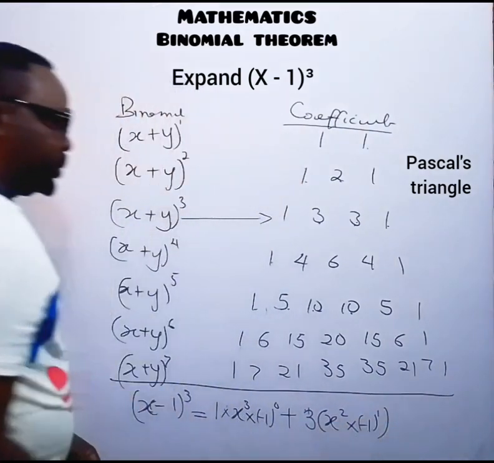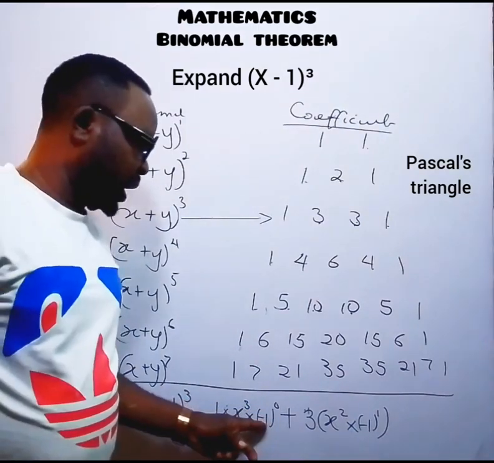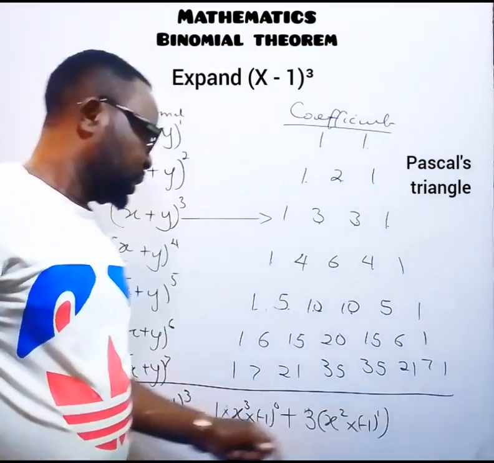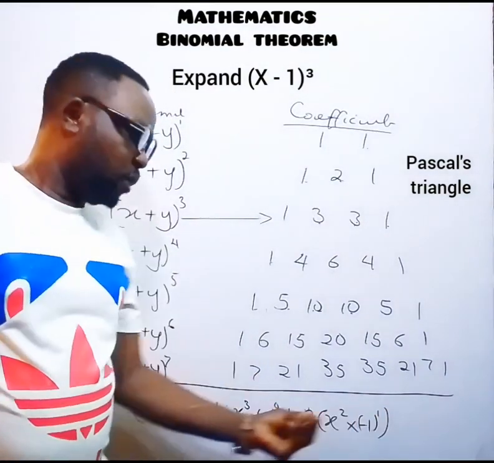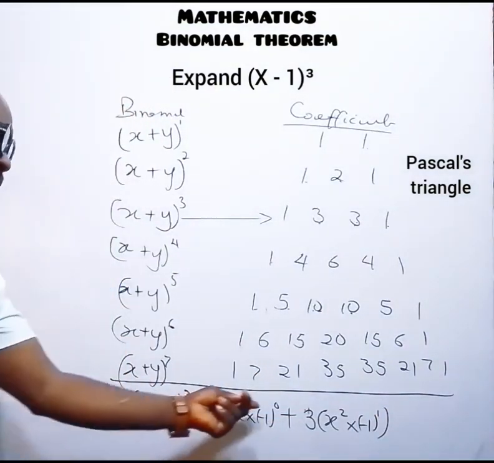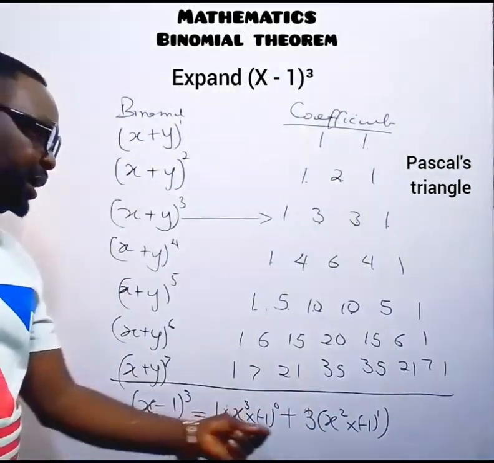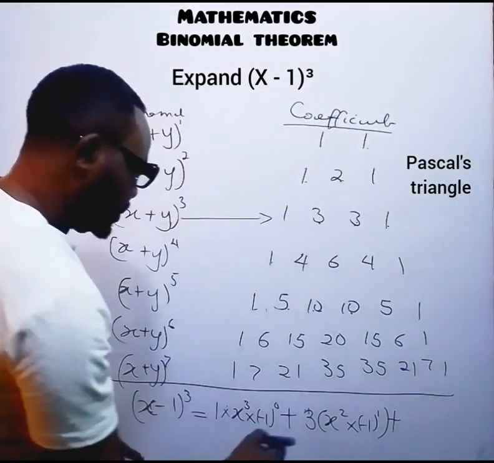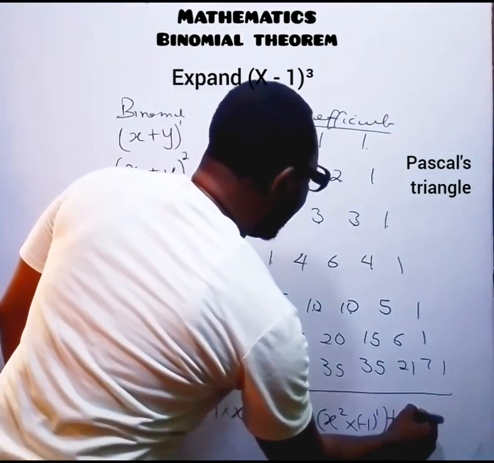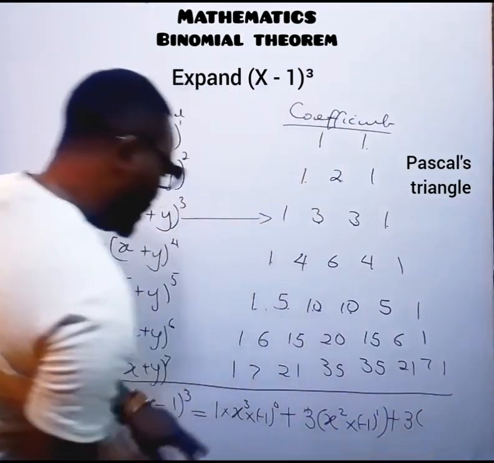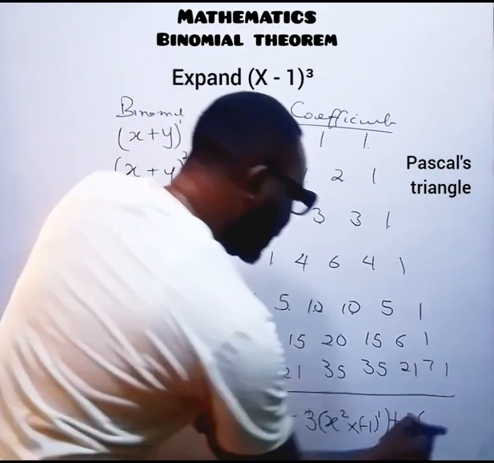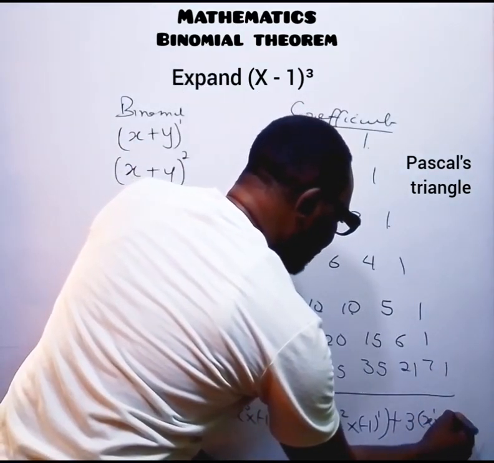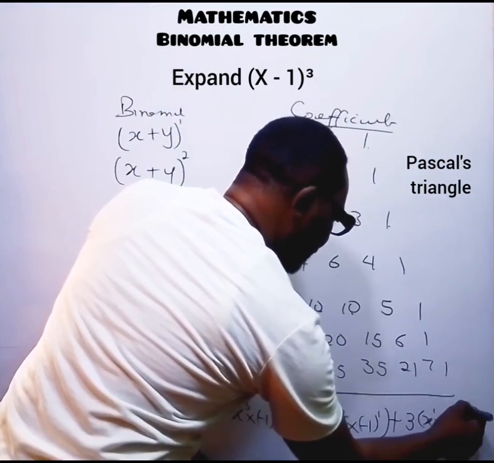You can see, minus 1 here, the power on it is 0. Here it is 1. It is increasing, while that of the x is decreasing. It is 3 here, while it is 2 here. Plus 3 again. X raised to the power of what do we have now? X raised to the power of 1 now. Multiply by minus 1 raised to the power of 2.